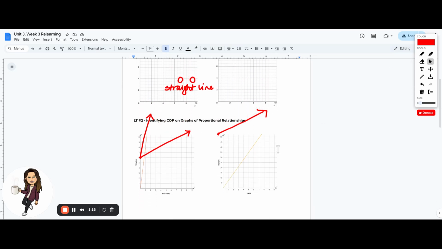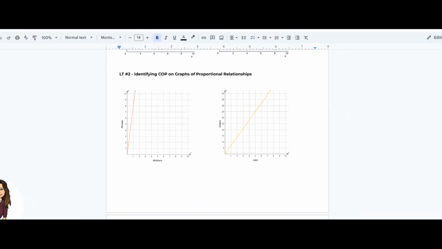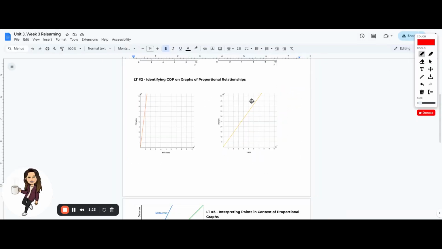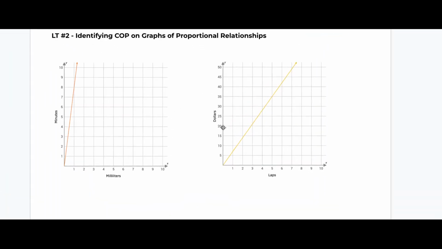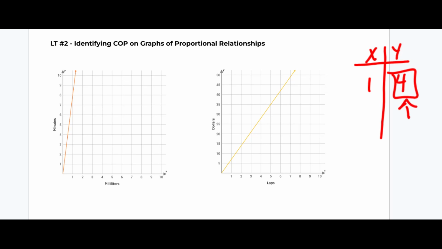All right, on learning target number 2, we had to identify the constant on a graph of a proportional relationship. One big thing that we have talked about with proportional relationships is that the constant goes with the 1. So if you see (1, 4), the constant is 4. So looking at these 2 graphs, we had 2 ways to identify the constant from the graph.